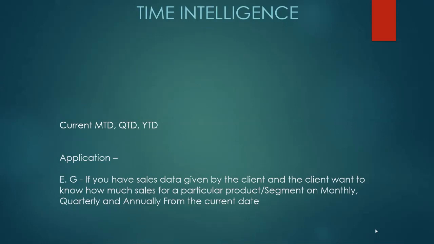Suppose today you are checking the MTD, and today is December 23rd. So from December 1st to December 23rd, what is the total sales, that information will be available in your Power BI report. Similarly for QTD, this quarter till December 23rd, what is the total sales, that will be available in your Power BI report as one of the key performance indicators. So how to do that in Power BI, today we are going to learn.